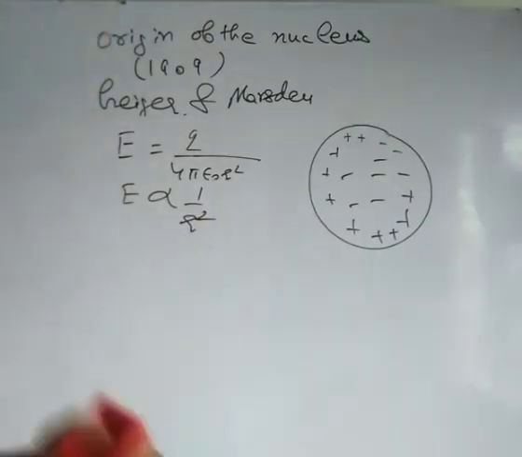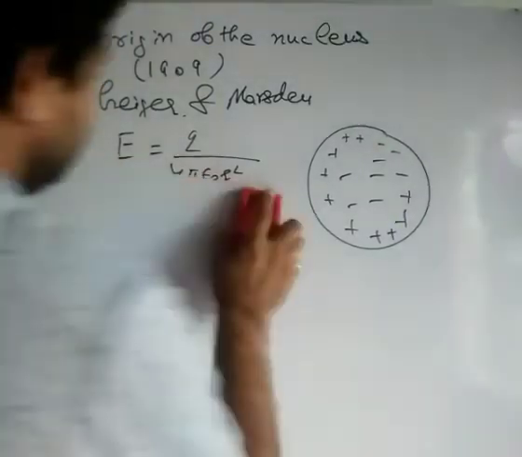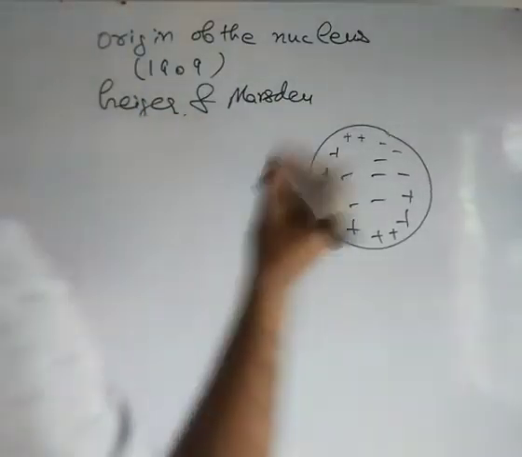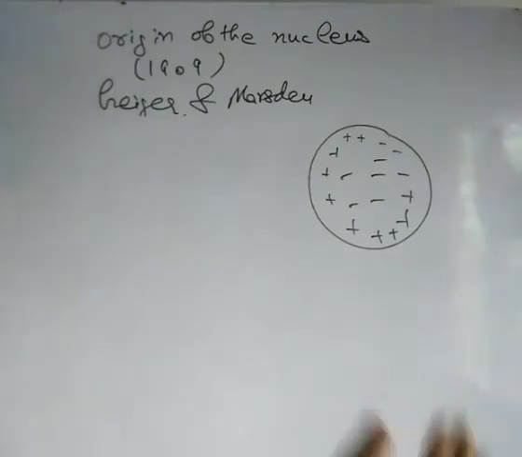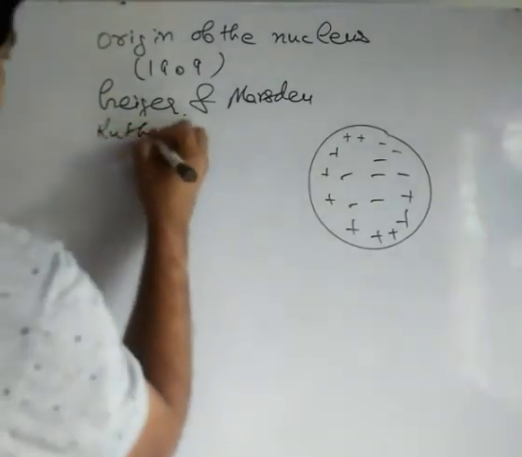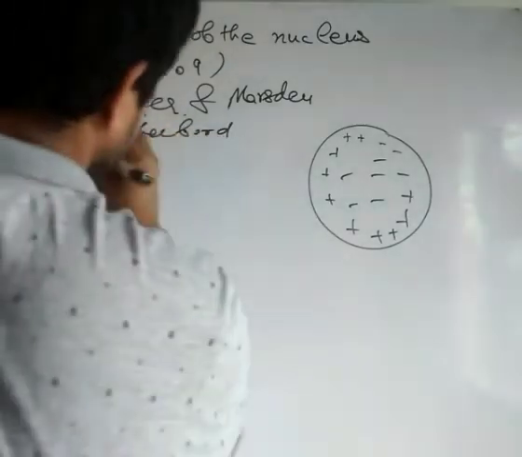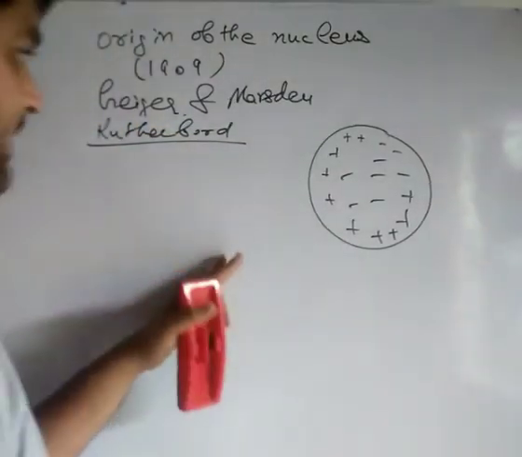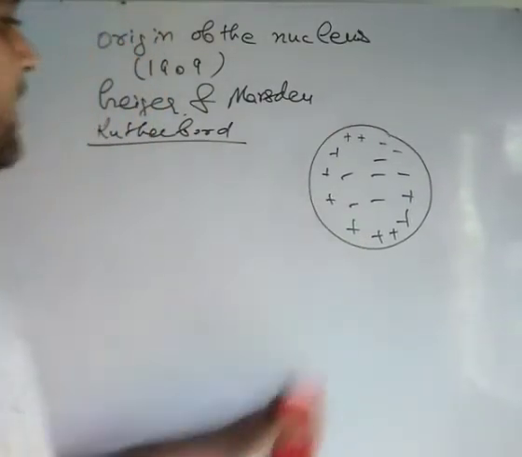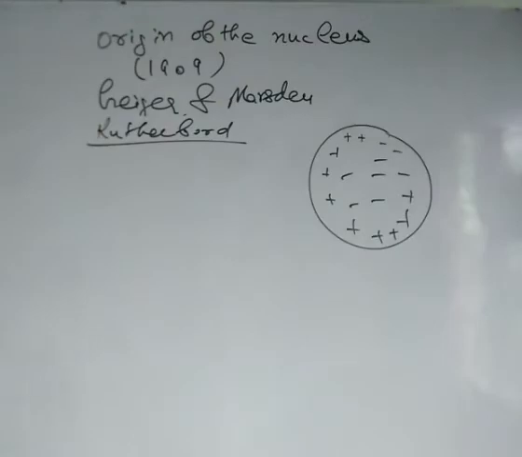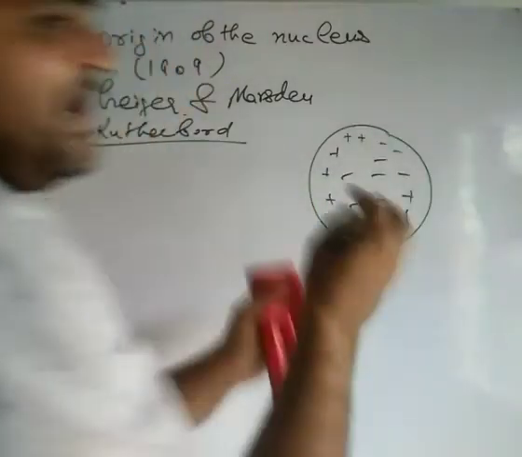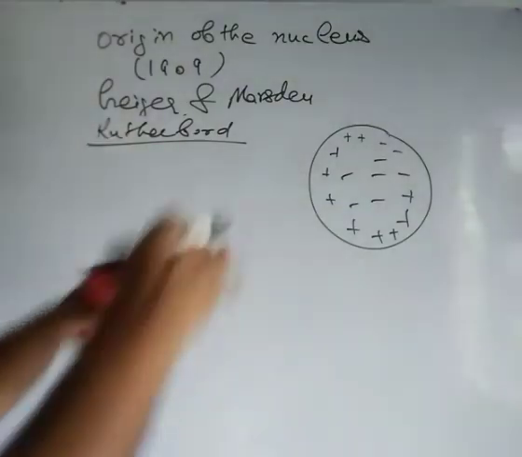Okay. Now comes Rutherford. After that, Rutherford came into the picture. Basically, the experiment was done by Geiger and Marsden. What was the genius of Rutherford? So basically, what did Rutherford do? Rutherford said that the experiment of Geiger and Marsden is absolutely right, but this backscattering of alpha particles cannot be produced by distributed charge.